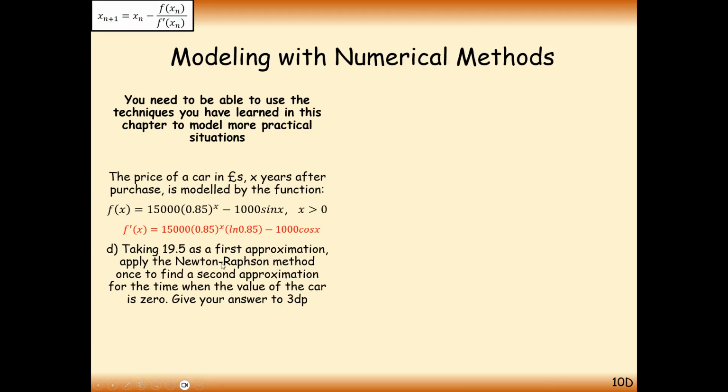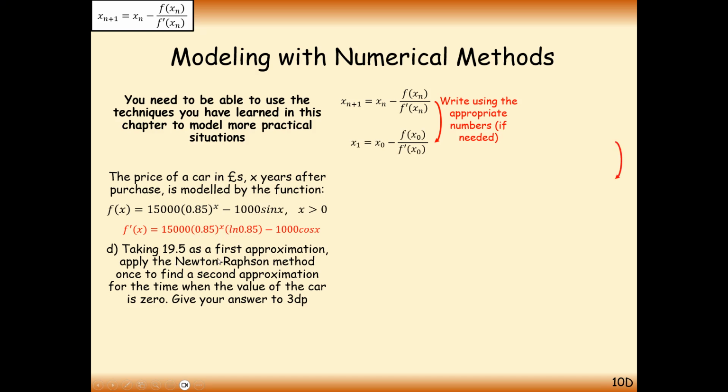In part D, we are asked to take 19.5 as our first approximation and apply the Newton-Raphson method to find the second approximation for the time when the value of the car reaches zero. So we already have the derivative function. That's great. We are going to use it for this part of the problem.